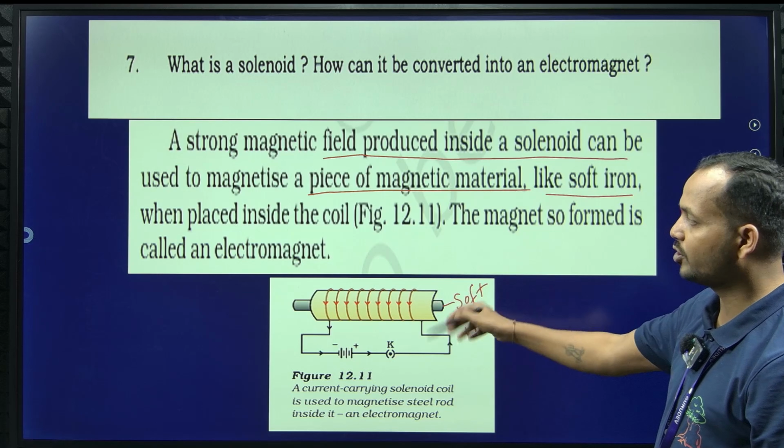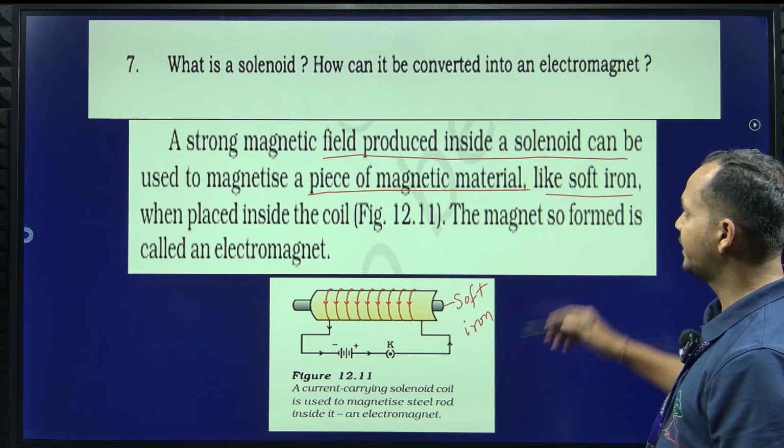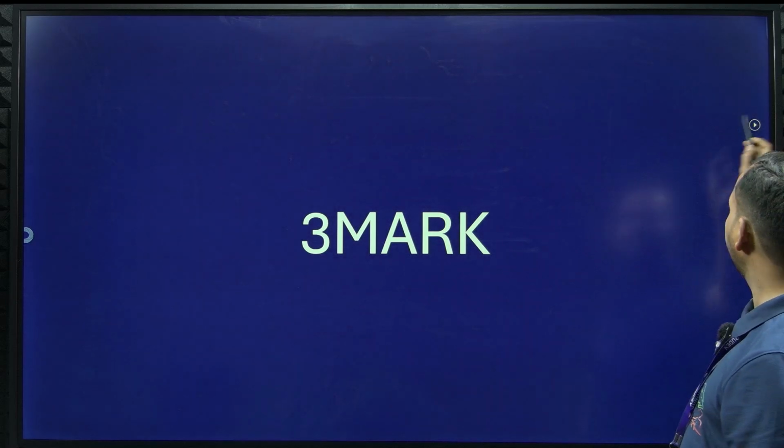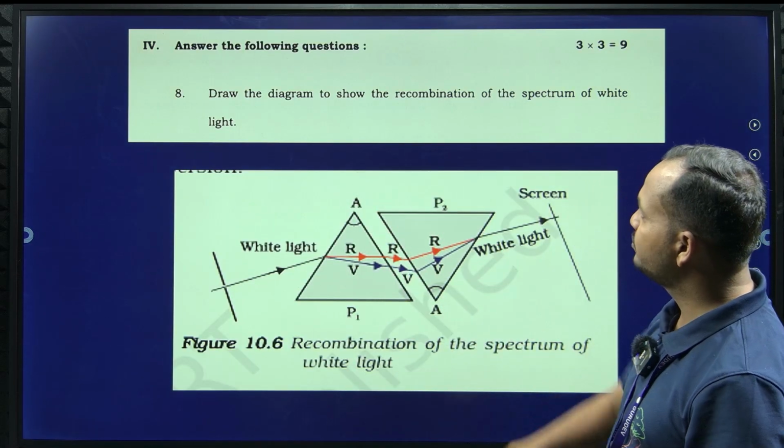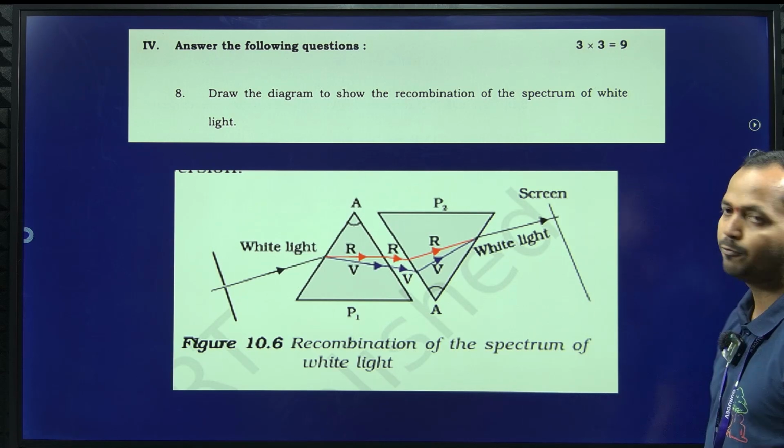This is how a solenoid can be used as an electromagnet. Next, 3 marks question. In 3 marks question, draw the diagram to show recombination of the spectrum of white light.